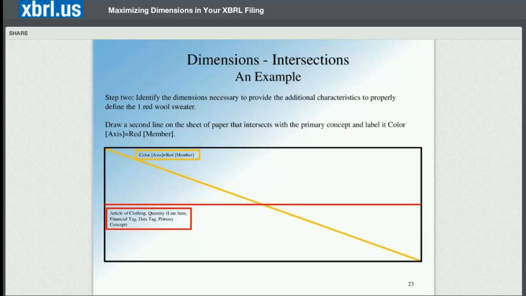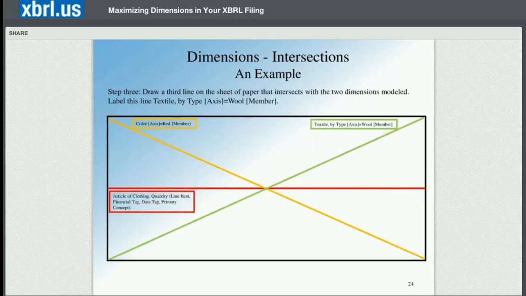We have our article of clothing, but now we need something that gives us the color because we have a red wool sweater. So I said, okay, let's create a color axis and put a red member on it. The axis is the common theme. It's the spectrum. The member is an explicit member. It's the color red. They intersect. We have other characteristics to define the value. It's a red wool sweater.